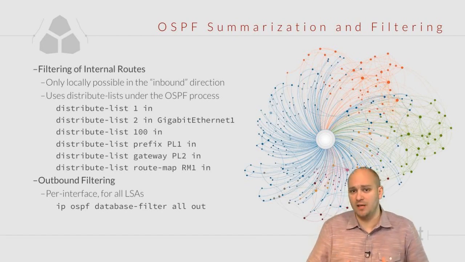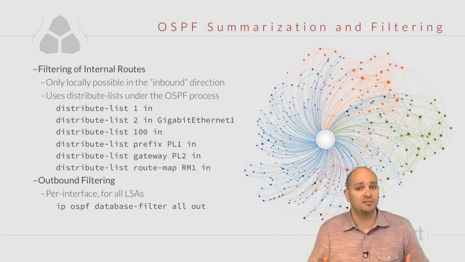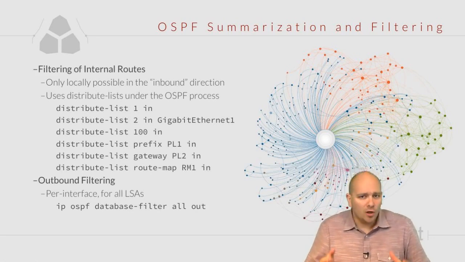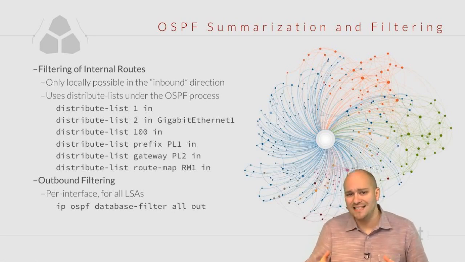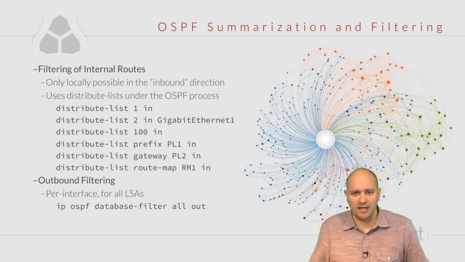All the filtering that we examined so far dealt with either filtering type 5 or type 7, or with filtering of type 3 LSAs. But what if we wanted to filter inside an area? Is that possible? Well, the short answer is perhaps.